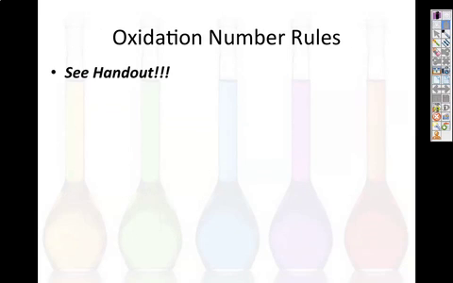So you have a big handout that you were given at the beginning of class before moving on to the computer lab. And these are the oxidation number rules. You do need to memorize this.